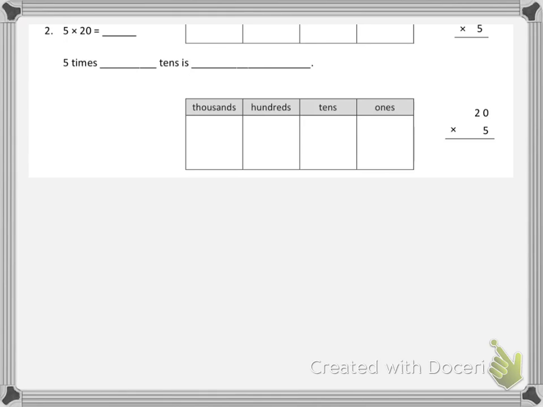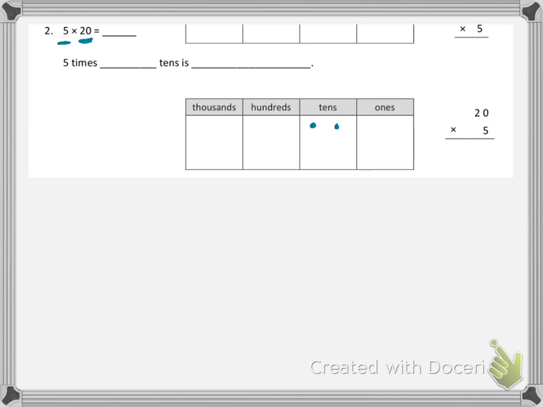All right, with this question it says 5 times 20. 5 times blank tens is blank. So let's use the place value chart to help us. How many tens do we have? Well, we have 2 tens. So we're going to put 2 place value discs in the tens because that represents 20. But if you notice over here, it's multiplying by 5. So that means there's going to be 5 copies.